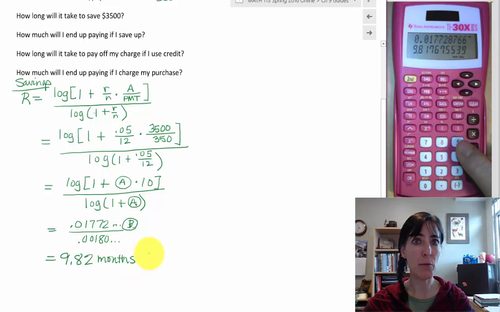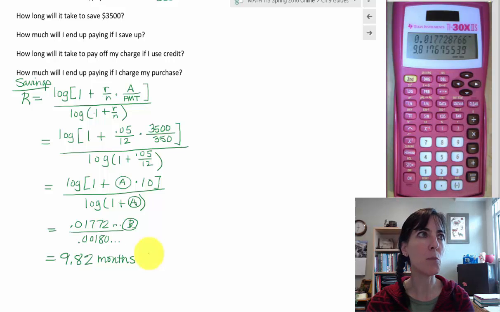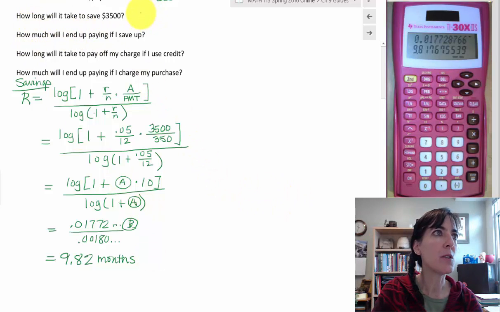And that's to save up for the purchase price of the couch, which sort of makes sense because if I didn't get interest on my money at all, it would take me 10 payments exactly to save up the 3,500. So if I have 9.82 months, and that's less than a year, so I'm just going to leave it as 9.82. And then the next question is, so I'll write that up here, 9.8 months.